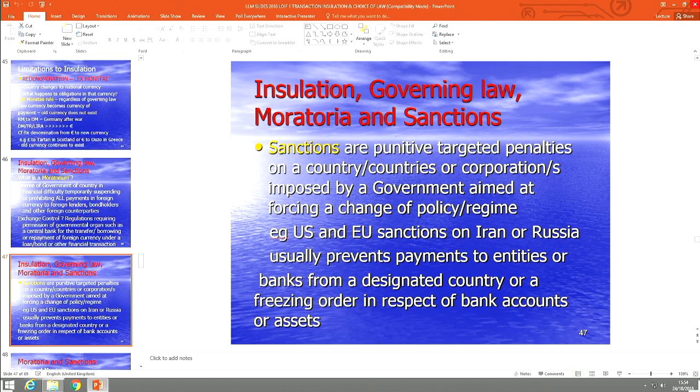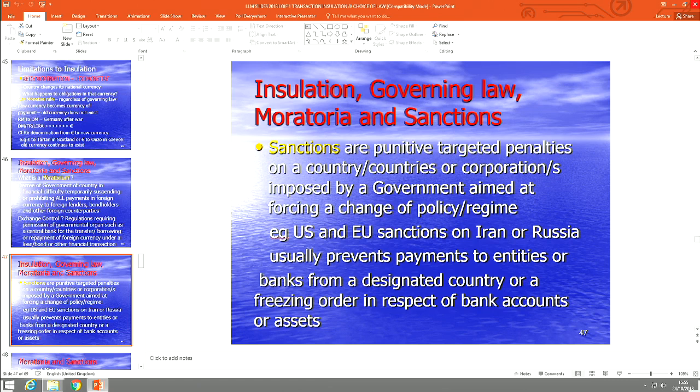The objective is different. In the case of a moratorium, the reason why the government is imposing a moratorium is to conserve foreign currency, because the country is in financial difficulty, to conserve its financial reserves. That's the purpose of it. And they are usually imposed by countries which are in financial difficulty.